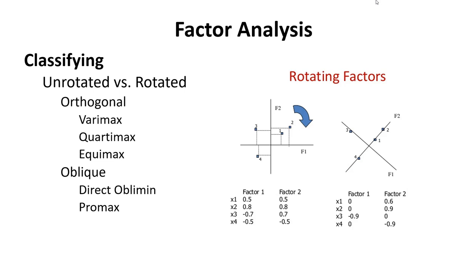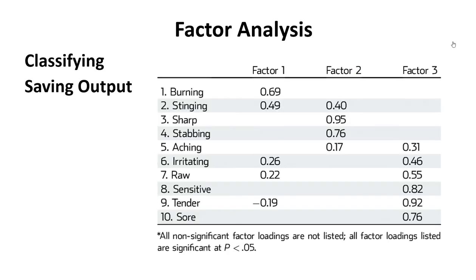This will result in higher eigenvalues but diminished interpretability of the factors. Promax rotation is the alternative oblique rotation method. It is computationally faster than the direct Oblimin method and therefore is sometimes used for very large data sets. Next, we'll talk about saving output.